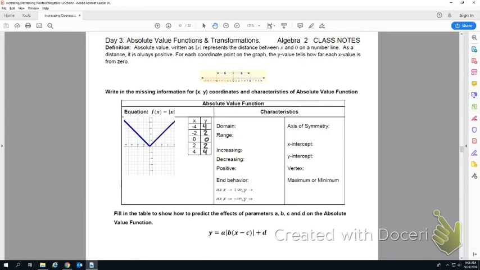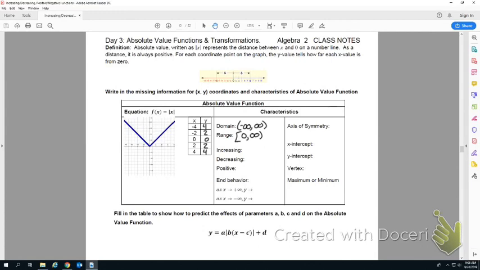What is the domain of that graph? Alvin? Negative infinity to positive infinity. Meredith, what is the range? Okay, what do I need to make sure to have on there? A bracket on the 0.